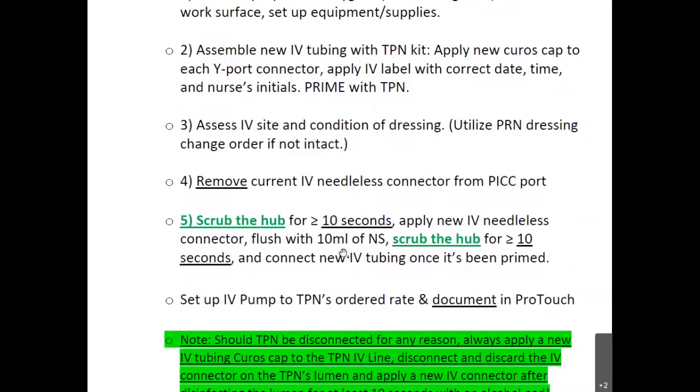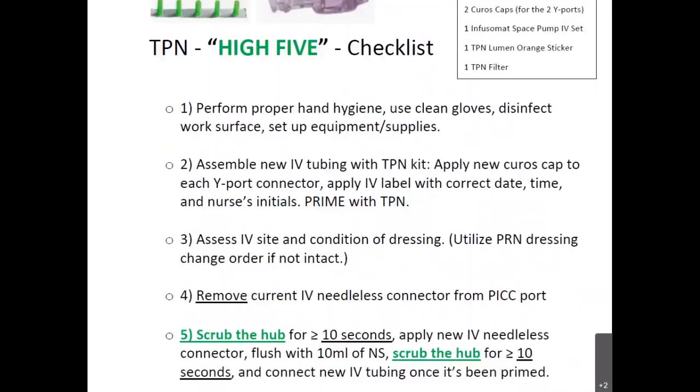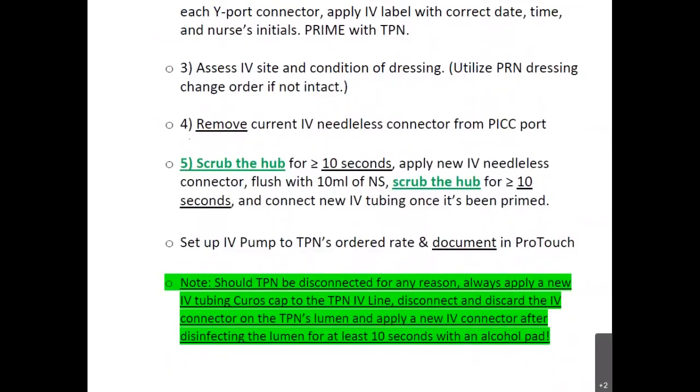Actually, I'm going to change that. I want 20 mils because TPN is grody. It is sticky. So flush with at least 20 mils of normal saline. That's why you're going to have 2 normal saline syringes. Scrub the hub for greater than 10 seconds. Connect that new TPN IV tubing once it's been primed.